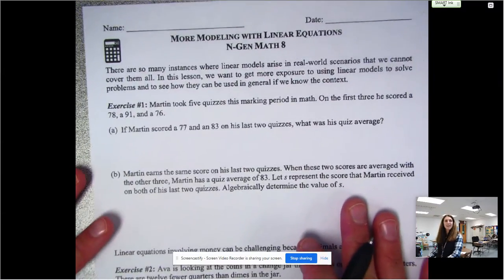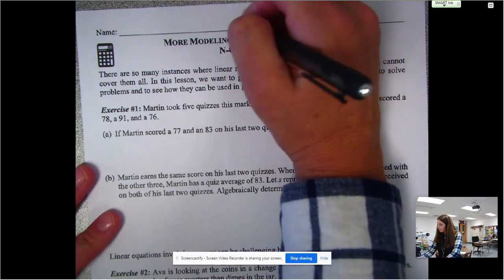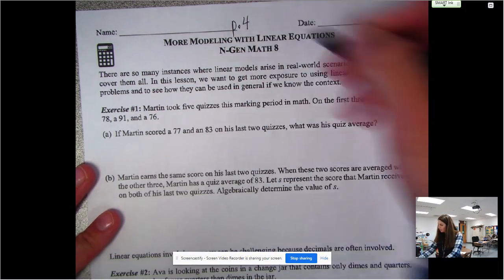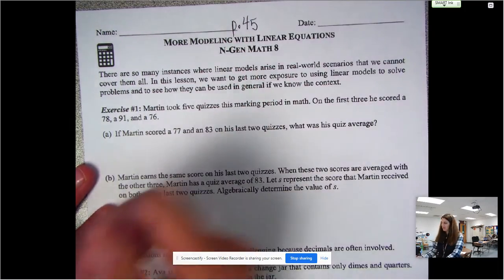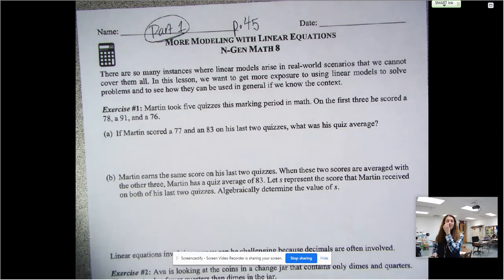Good morning, guys. Today we are working on Unit 1, Lesson 9, but we are only going to call this Part 1, and we are only working on page 45 right now. I'm going to write Part 1, okay? Just like we did with Lesson 8. A lot of stuff here, good stuff, but it just takes time.